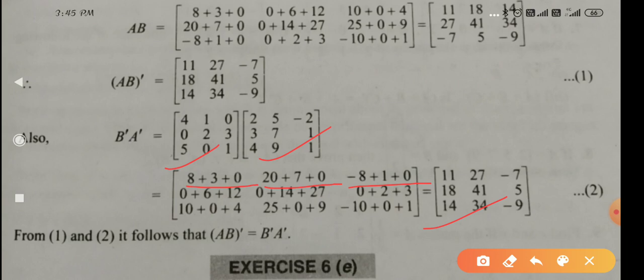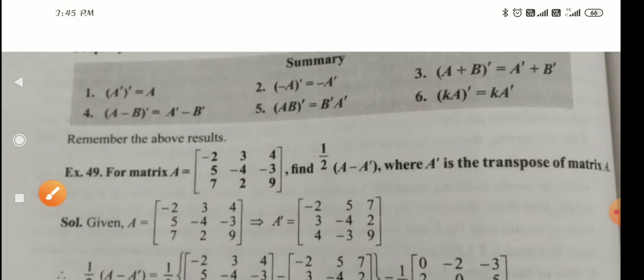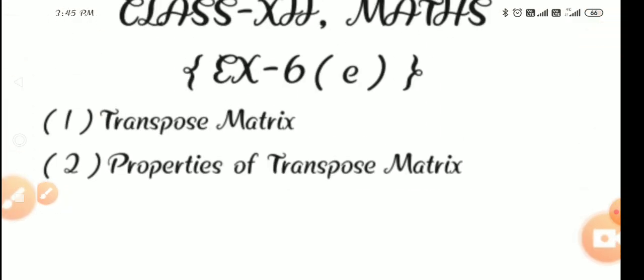Now you check both are matching or not. You can see here first one it is and second one it is. So in both you can see they are matching. It means that AB dash equals B dash into A dash. So this was all about this topic, students, transpose matrix and properties of transpose matrix.